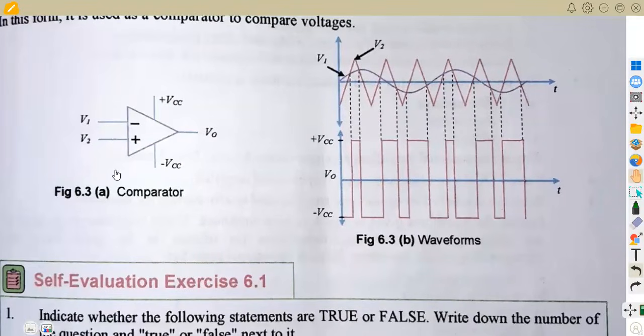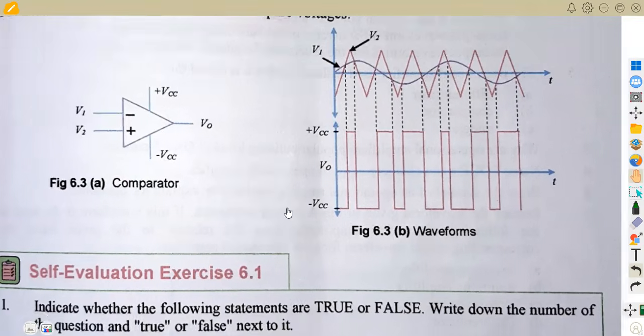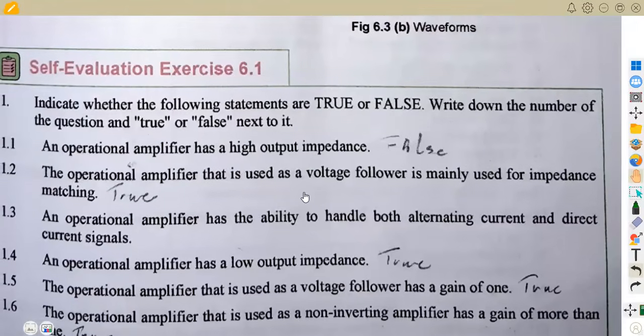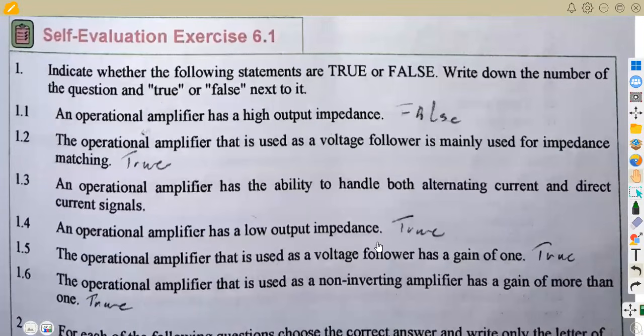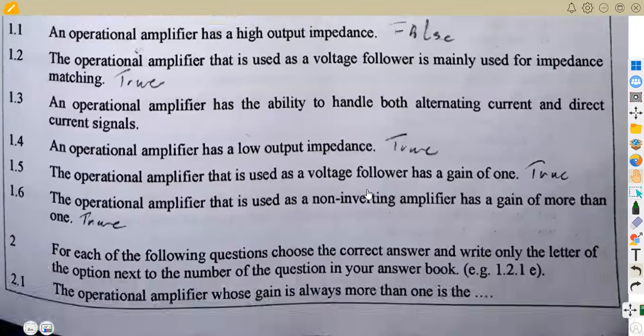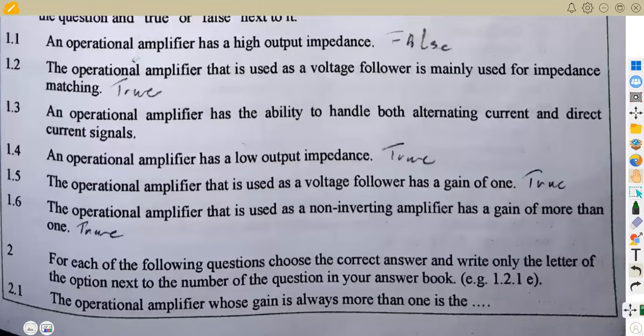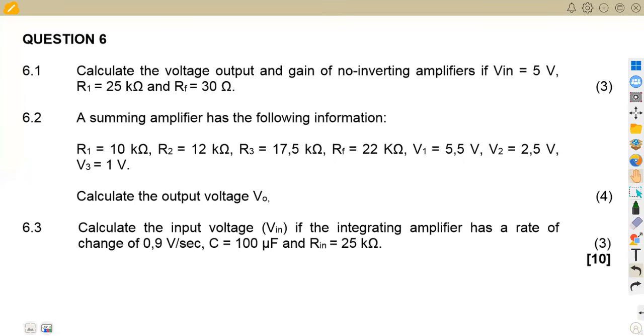Then the last part is a comparator, whereby we are given V1 and V2, VCC minus VC and V out. So there they can ask you to draw the comparator and also the waveform of a comparator. So that's it. An op-amp is low, okay, indicate true or false. All right, so these are some of the questions that you might be given on op-amps. As you can see, it's a direct thing that you just need to know your formulas and how to apply the formulas that you're given.